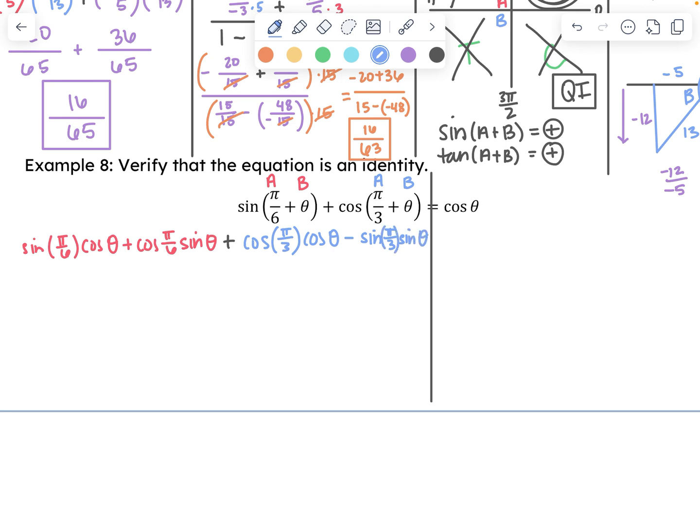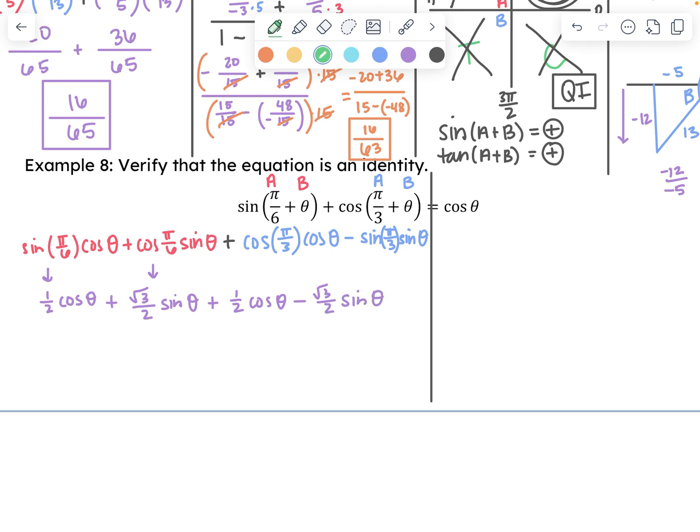And then we need to go through and find what those values are on our unit circle. So sine of pi over 6 would be 1/2 cosine theta. Cosine of pi over 6 would be square root of 3 over 2 sine theta. Then plus the cosine of pi over 3 would be 1/2 cosine theta minus sine of pi over 3 is square root of 3 over 2 sine theta.